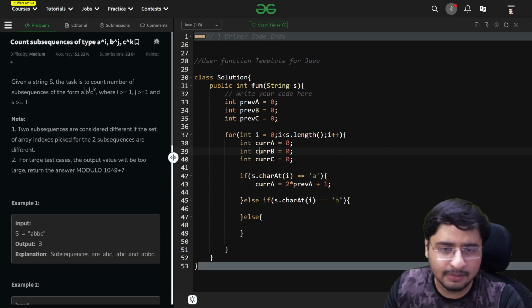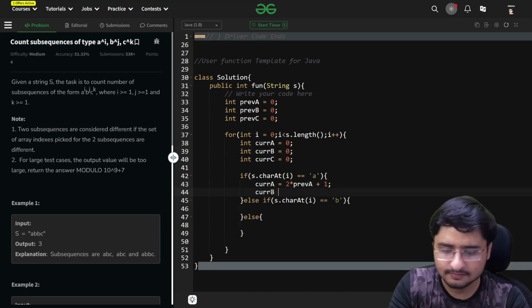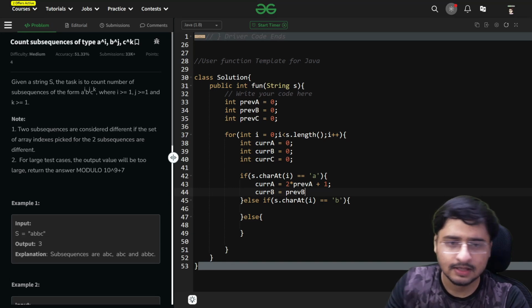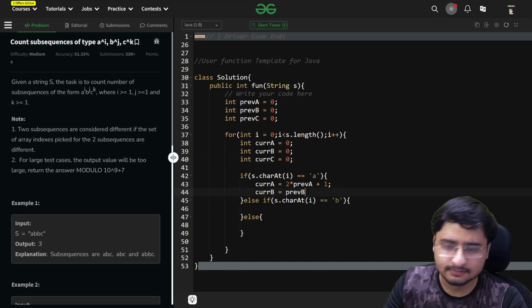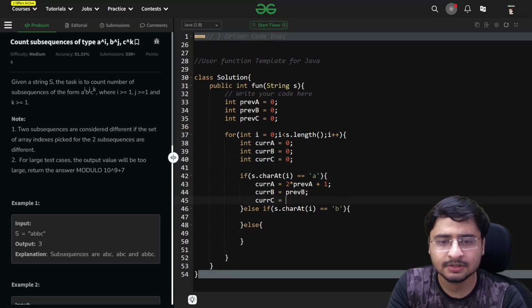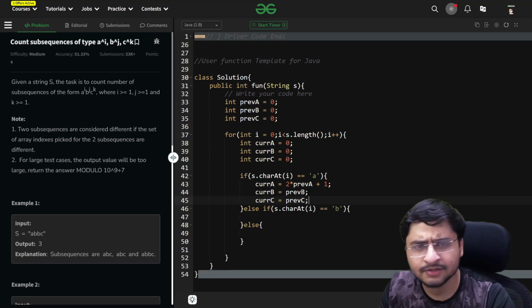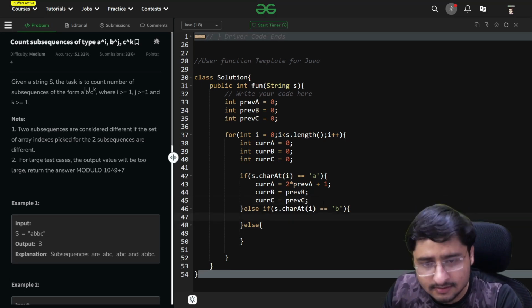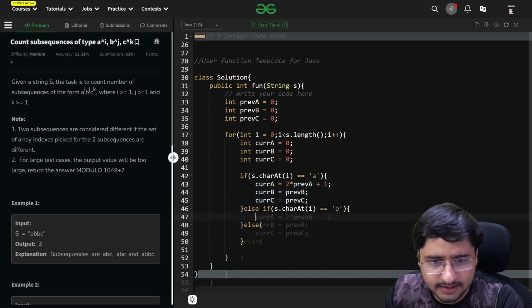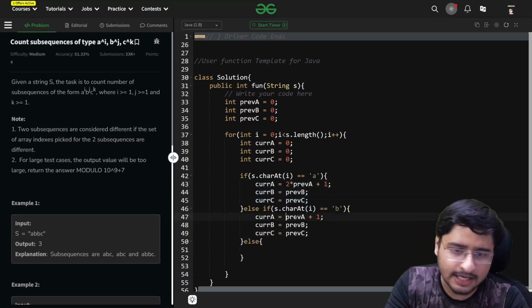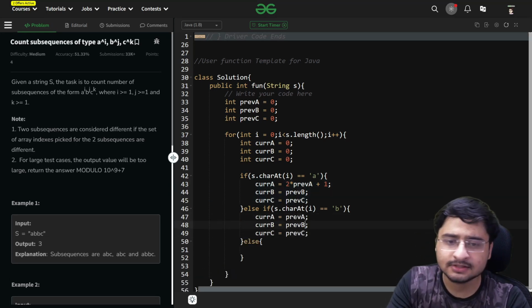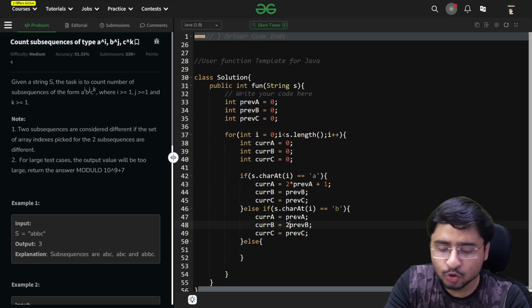Straightforward. Current b becomes previous b, and current c becomes previous c. That's straightforward. When we are on a B, let's rewrite these equations. Previous A is going to be as it is, previous C is going to be as it is, but previous B becomes 2 into previous B plus previous A.